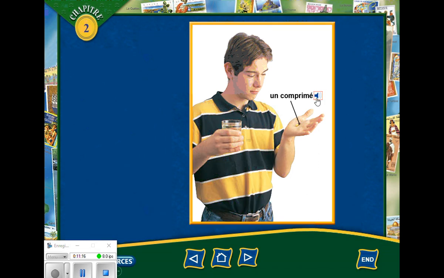And we call this, un comprimé, and that's just the word for a pill. Un comprimé. A pill. Avaler un comprimé. Avaler is an ER verb, and it means to swallow. So to swallow a pill is what you want to write there.